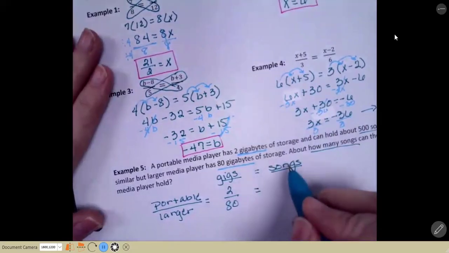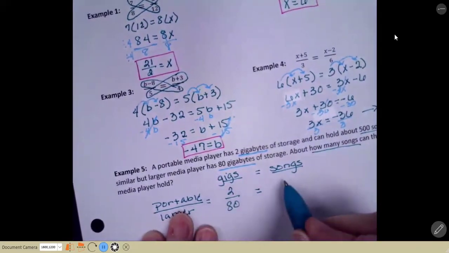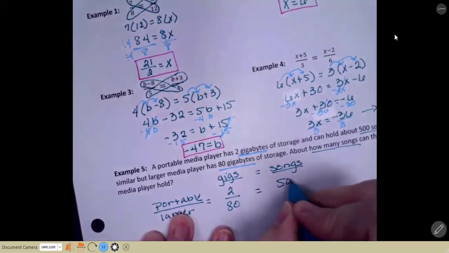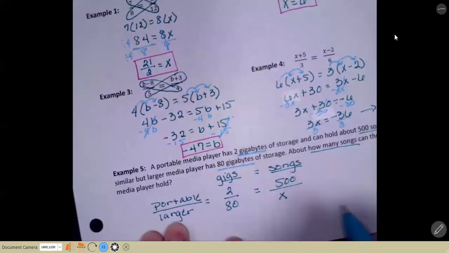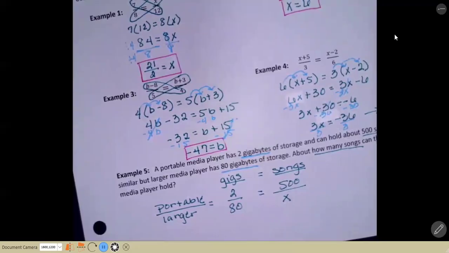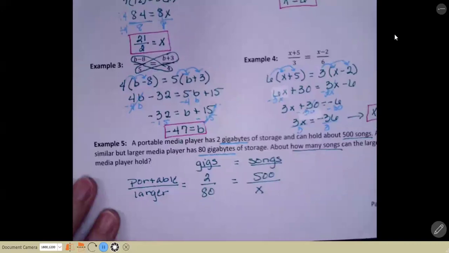Now I'm going to do the songs. How many songs does the portable player play? 500. How many songs does the larger one play? We don't know. We could put X, you could put Y, you could put whatever letter you want. So now we're going to use what we know about solving proportions to solve this problem. You could solve this either way. You could use equivalent fractions, or you can use the cross product property. So I want you to try to solve this on your own, and then with your partner, I want you to check it. Okay? So I'm going to pause the video and we'll come back and check the answer to this one.